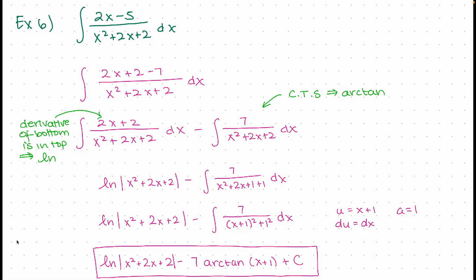All right, there is the answer right there. The first integral was all set up. Since we had the derivative of the bottom in the top, we're ready to go right into the natural log. This guy now we had to complete the square, and then we can do the arctan. And you do complete the square on arcsine and arcsecant too. We just haven't done that.